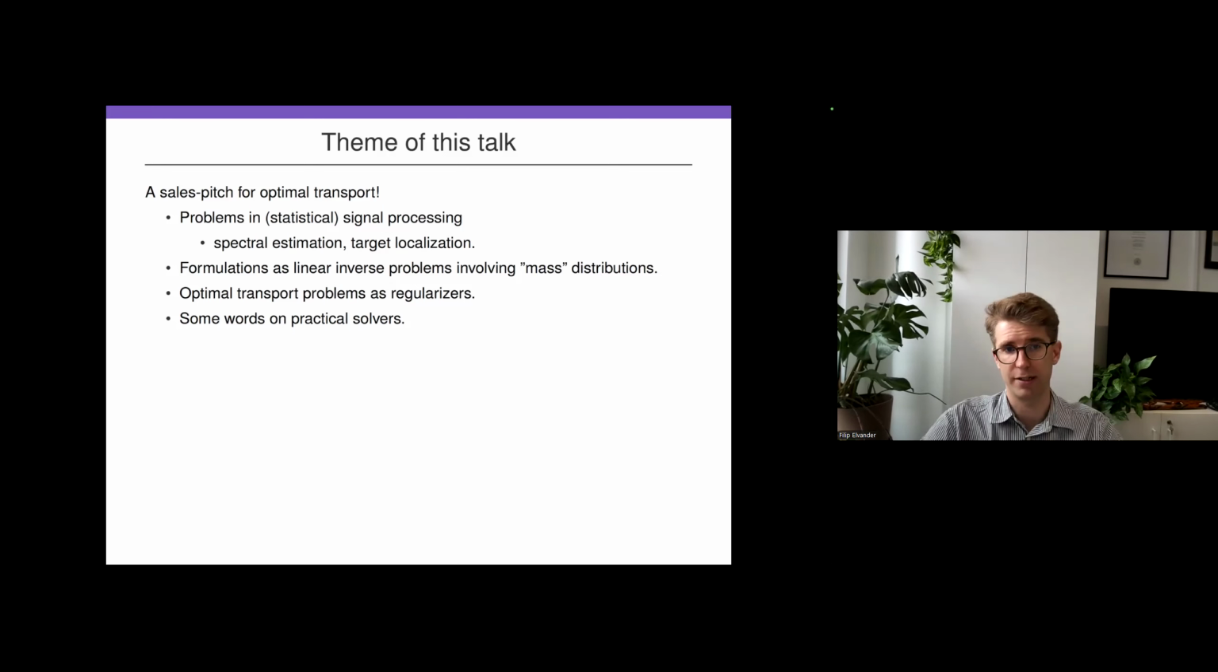So what we will talk about mostly is problems in spectral estimation, both for temporal signals, so frequency content, but also spatial spectral estimation, so things that have to do with target localization and so on. Basically everything will boil down to problem formulations where we have some type of inverse setting where the object of interest is a mass distribution, more or less. Then I will show how we can use optimal transport problems as regularizers for these problems and get really nice solutions and properties of the solution. And then I will talk a bit about some practical ways of solving these problems as well.